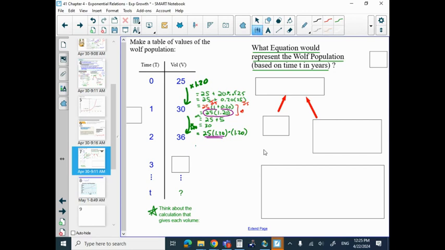So this one we could summarize as 25 times 1.20 to the power of 2. This is where the exponential form comes in. Then we take that result from the previous line: 25 times 1.20 times 1.20 times another 1.20. Obviously now that's going to make it 1.20 to the power of 3.